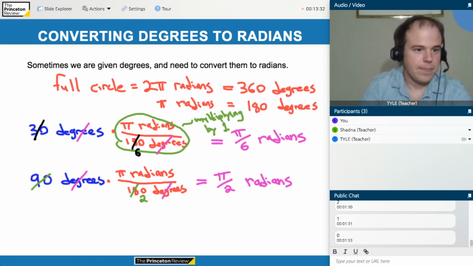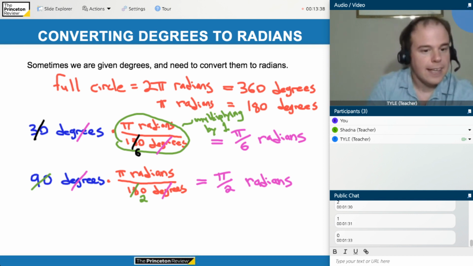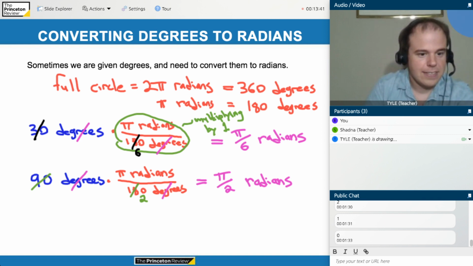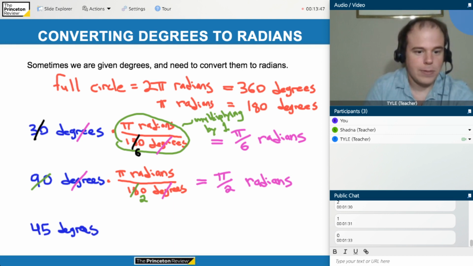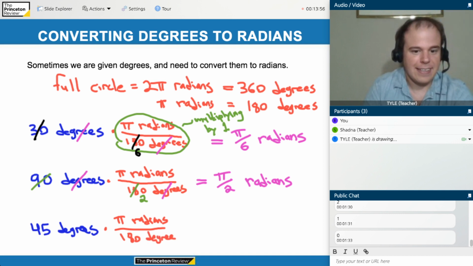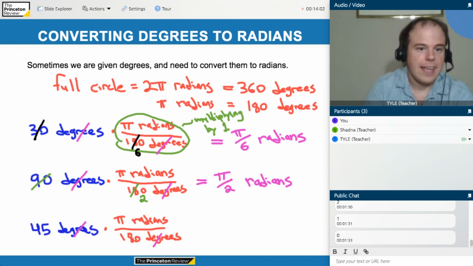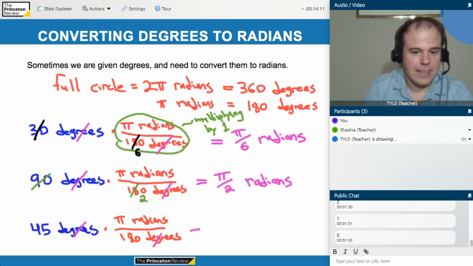All right, and let me do just one more as an example to make sure that everybody fully has this. I'll just say 45 degrees. And again, I will multiply by pi radians divided by 180 degrees. Okay. The degrees will cancel, just like before. And 45 divided by 180, well, 45 times 2 is 90, times 2 again is 180. So then overall, this gives me pi over 4 radians.